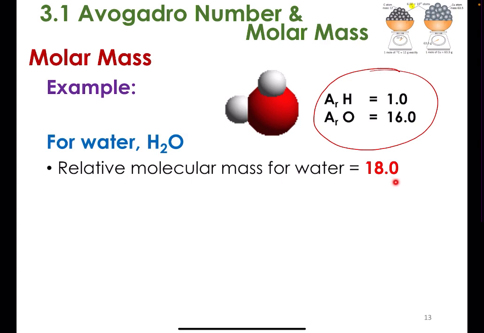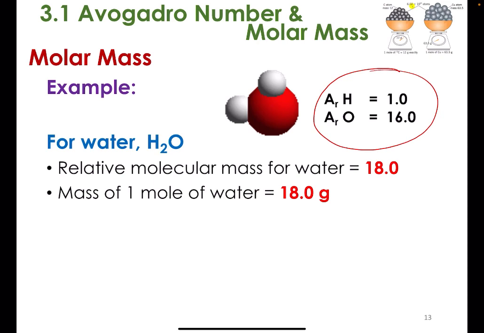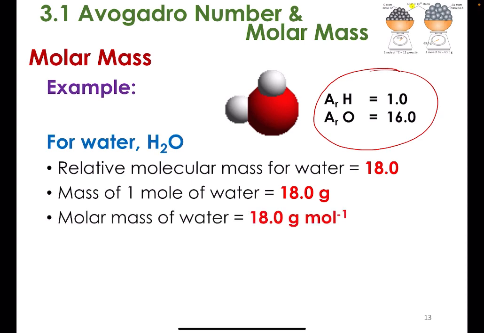And right now, I want the mass of 1 mole of water. So, saya akan tambah saja unit gram dekat belakang. Nilai dia masih lagi sama. And now, I want to determine the molar mass of water. As usual, the value is still the same, but the unit is gram per mole.